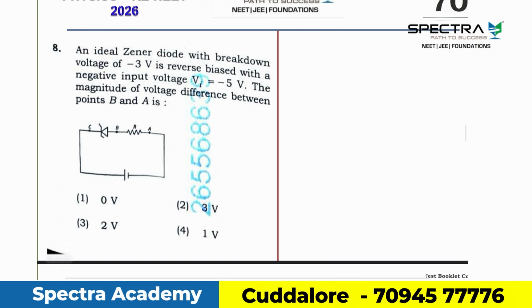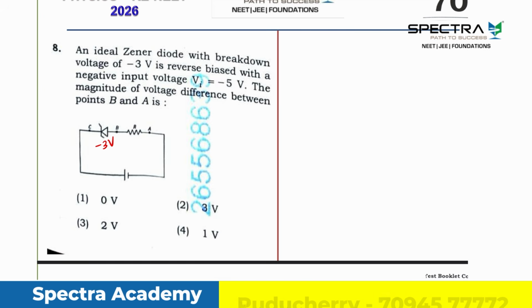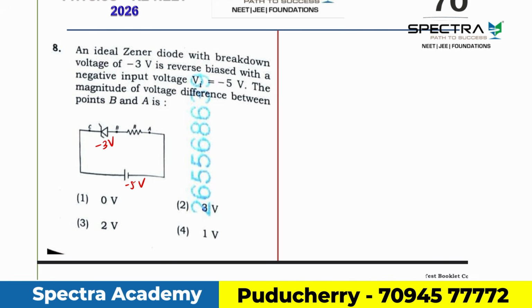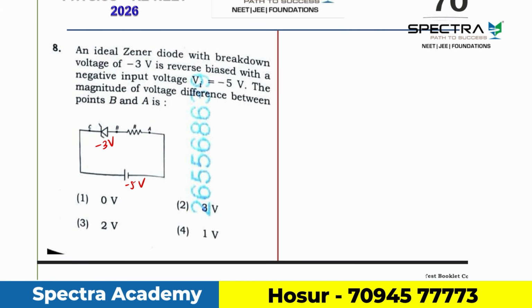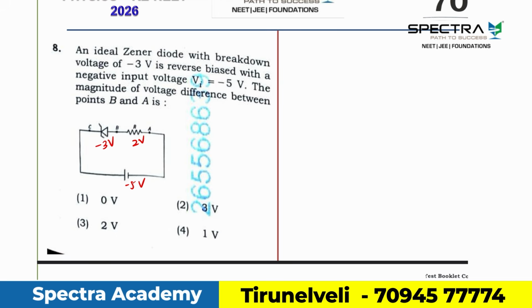An ideal Zener diode with breakdown voltage 3 volt is reverse biased with a negative input voltage of minus 5 volt. Then the magnitude of voltage difference between point B and the resistor will be what? The voltage across the Zener diode is 3 volt, and the remaining 2 volt comes across the resistor. So the answer will be 2 volt.